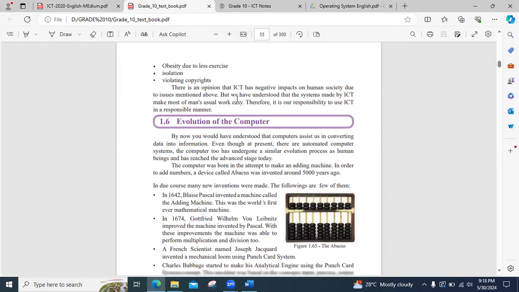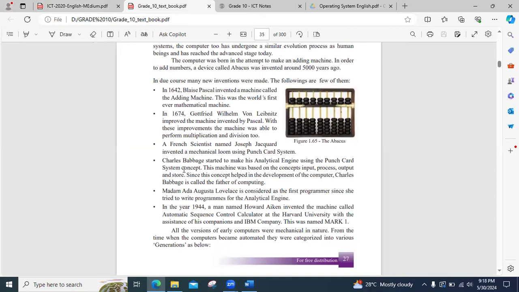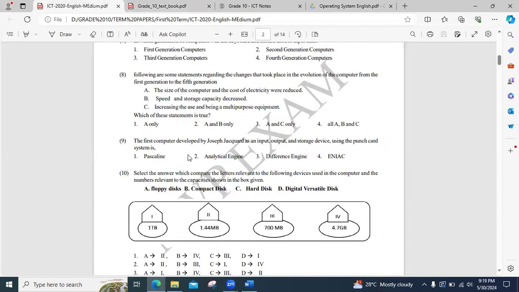So if you take here, yes, you can see Charles Babbage started to make his analytical engine using the punch card system concept. This machine was based on the concept of input, process, output and store. So here that is called analytical engine. Okay, right. So then we will move on to the next question.